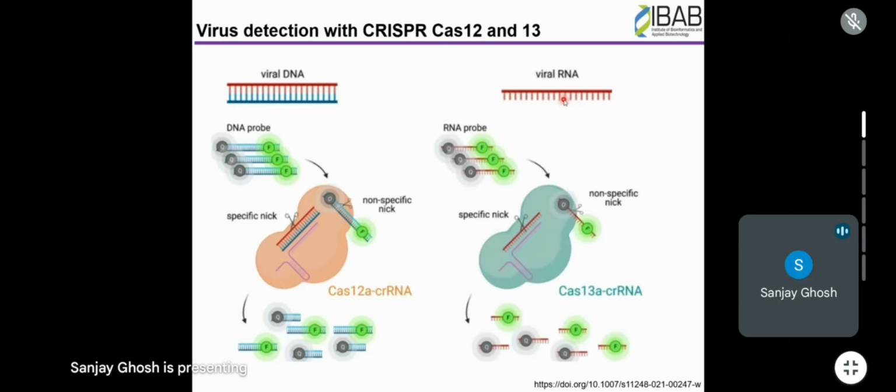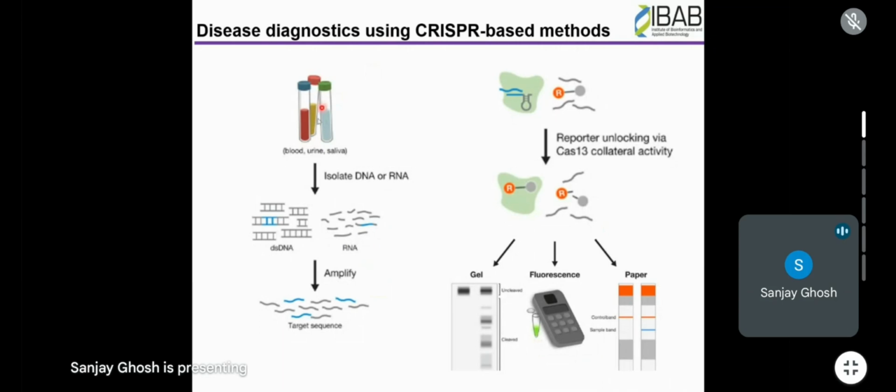fluorescent. So this has also been used for viral RNA, like the viruses which have RNA genomes, and you can use Cas13, and you basically end up having a fluorescence. The idea is very simple.